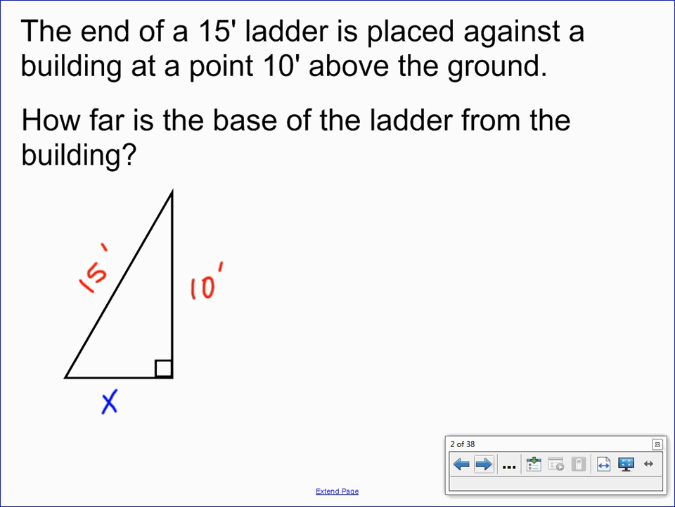What famous equation relates the side lengths in any right triangle? Jacob? The Pythagorean theorem, good. Where a squared plus b squared equals c squared, so long as a and b are the leg lengths and c is the hypotenuse length in a right triangle. In this case, I could let a be my unknown x length squared, plus b would be the 10. It would have to be the 10, good, the other leg length. So x squared plus 10 squared equals 15 squared.